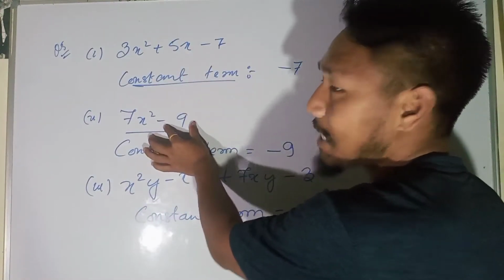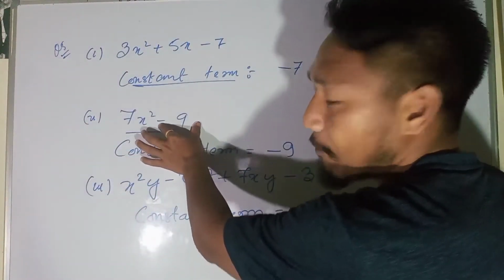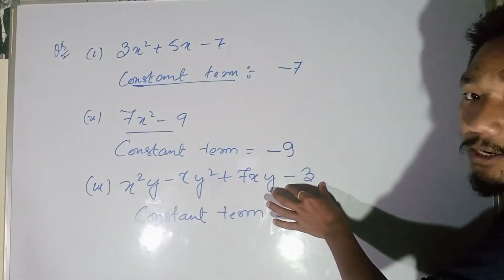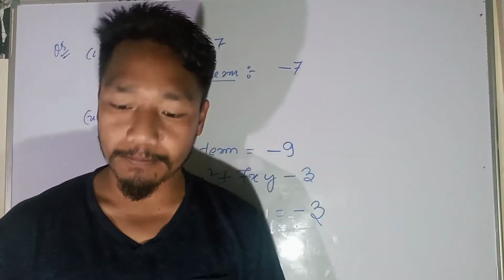Here we have only minus 9. No other numbers, no other variable is there. That is why we'll treat it as a constant term. From this expression also, minus 3. So that is what we call constant terms. Okay, clear about this one?